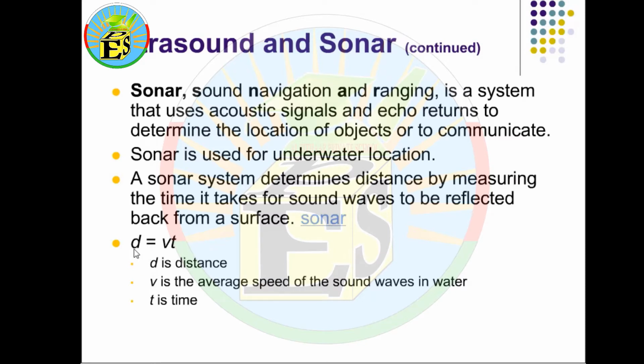From this equation, d equals v t. d is the distance between the source of sound and the object which reflects it. v is the average speed of the sound wave in water.